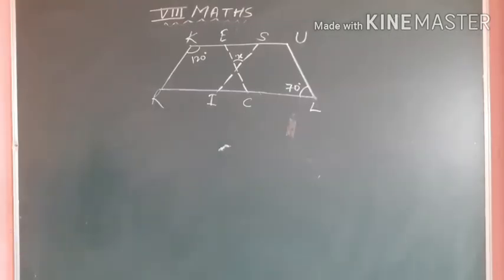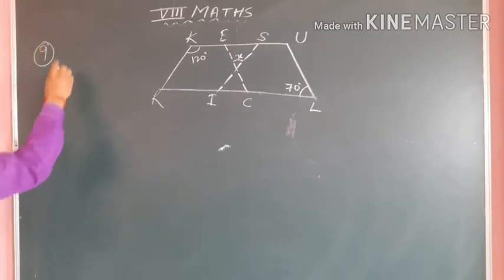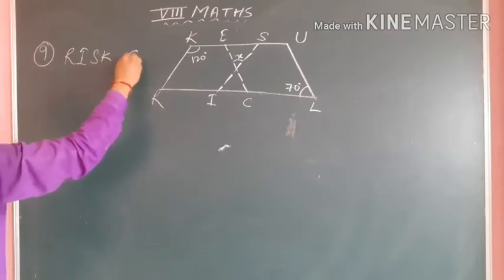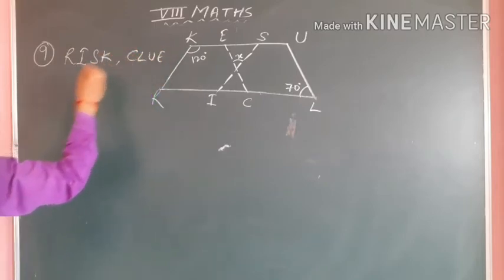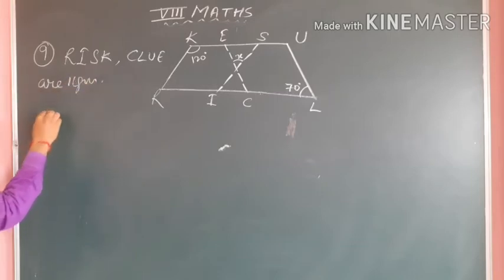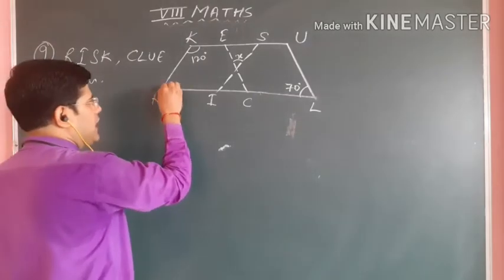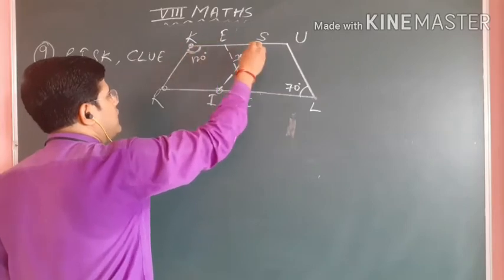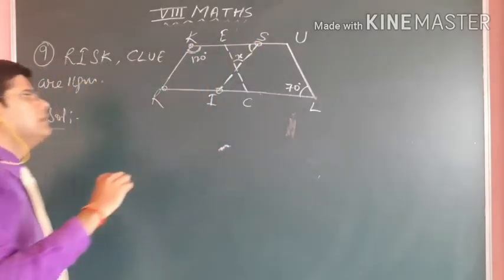Now students, in question number 9 it has only one part. Two parallelograms are given. The first one is RISK and the second one is CLUE. We have to find X. Now the solution. It's a very simple sum. This one is RISK, R-I-S-K. Here this angle is 122. We have to find this angle.